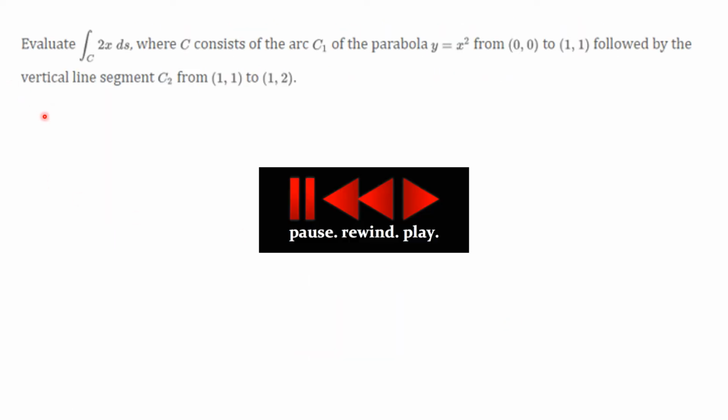Let's do that for this problem. So the problem here is to evaluate over the curve C the line integral of 2x ds, where C consists of the arc C1 of the parabola y equals x² from (0, 0) to (1, 1), followed by the vertical line segment from (1, 1) to (1, 2). Your first step, of course, is going to be drawing this, but I think you knew that, and then finding a parameterization. You know what to do. Let's see how you did.